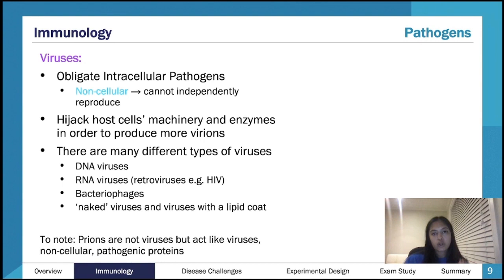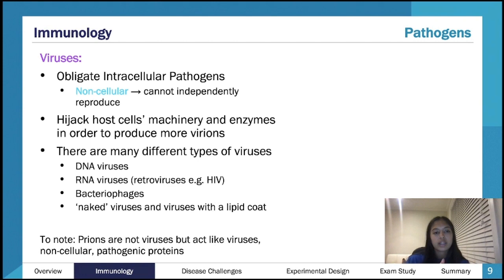That's why they're obligate. They can't sometimes invade a host cell and sometimes reproduce by themselves. They have to hijack the machinery or the replication system in order to replicate and then spread those virus particles to other cells.